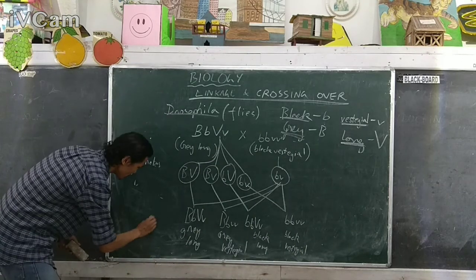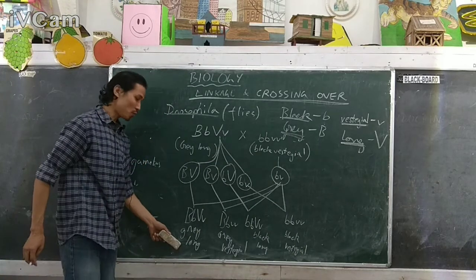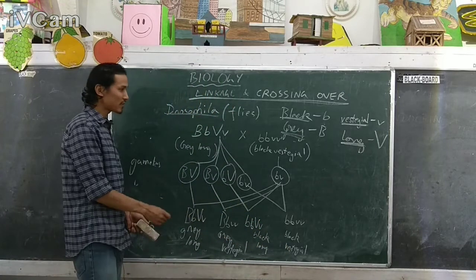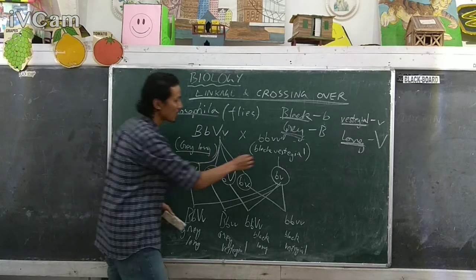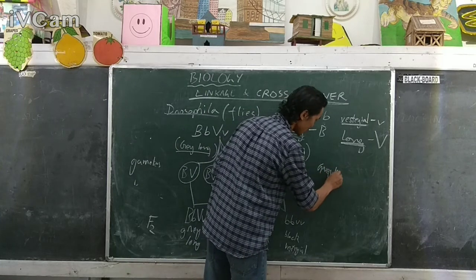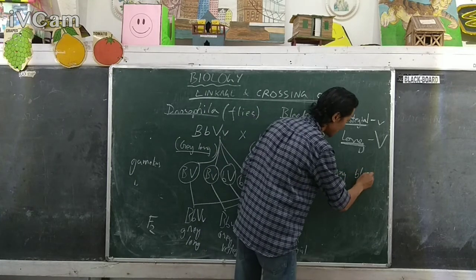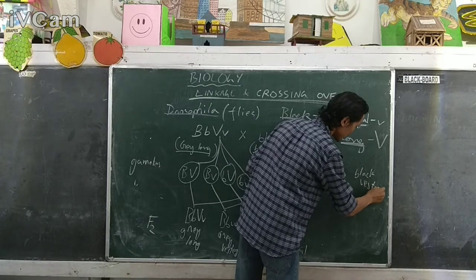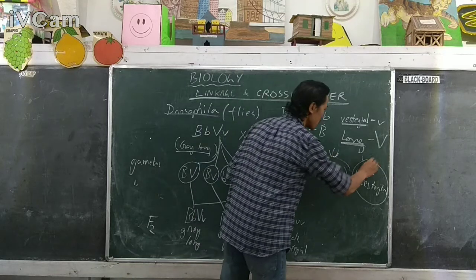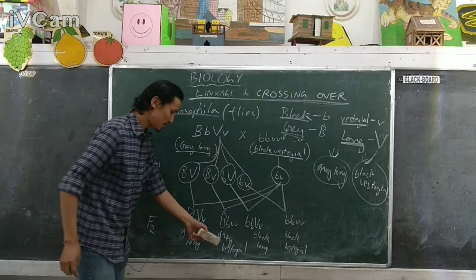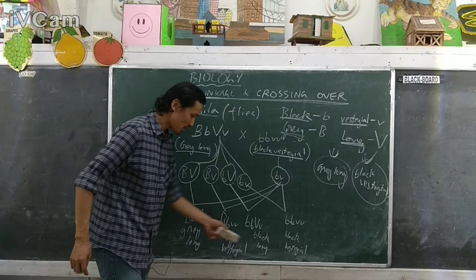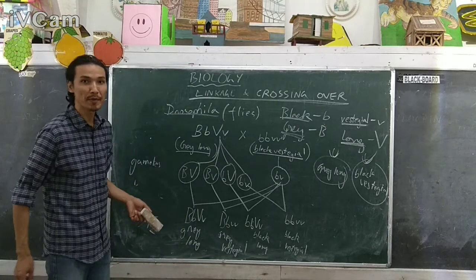So these are the offspring that I'm supposed to get when following the law of independent assortment. But in reality, when I'm crossing a gray long with a black vestigial, what I'll be getting is only gray long and black vestigial offspring. These are the only offspring which you will get. That means we are not getting gray vestigial and black long. So if we are not getting these offspring, that means we are not following the law of independent assortment.